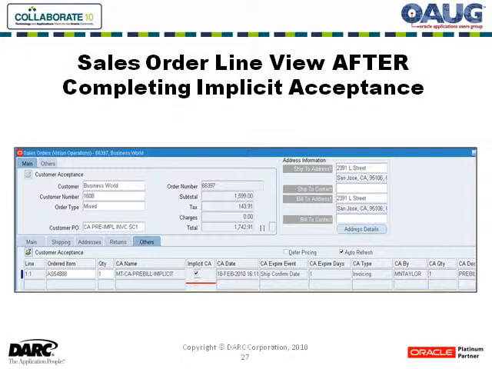Here's this view of the sales order line after we complete the implicit acceptance. Again, I'm on the Others tab of the Quick Sales Order form for that line, and you'll see that the implicit CA, which is implicit customer acceptance, is checked, which means it's been completed. The CA date has the date that the transaction was updated. It shows me the CA buy, customer acceptance buy, which is the user that performed that acceptance, whether they ran the program or manually did it. It's the user tied to that transaction. And then the quantity that was accepted, which is 1.